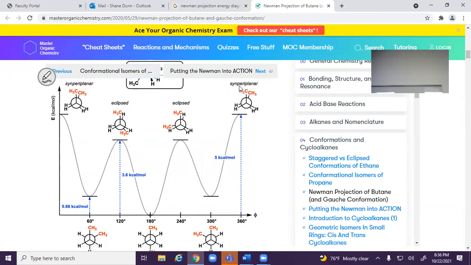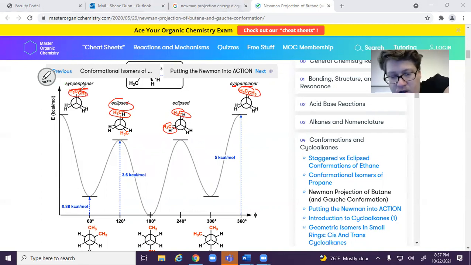So they just call it semi-planar, right? Or synperiplanar instead of total eclipse. It just depends on the instructor. Grubbs would say total eclipse, but that total eclipse is the same thing as synperiplanar. Syn means same, and periplanar just means same plane. So the total eclipse is the highest energy. A partial eclipse is when, for example, this methyl group is being blocked by hydrogen, but it's not the two biggest groups blocking each other. That's a total eclipse or a synperiplanar example. Gauche projections would be them interfering. And the lowest one is anti.